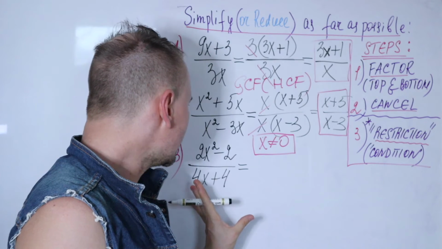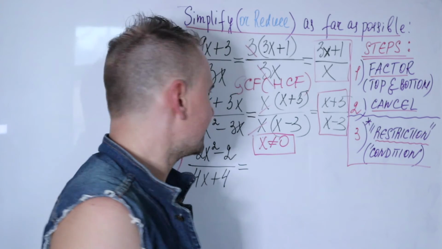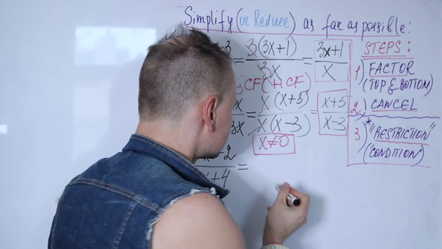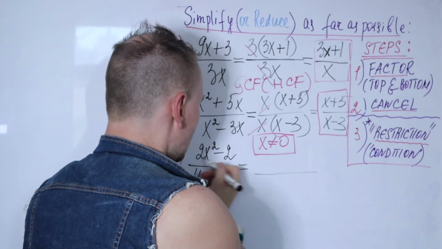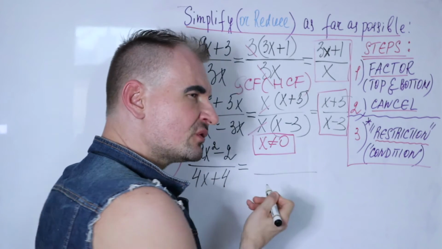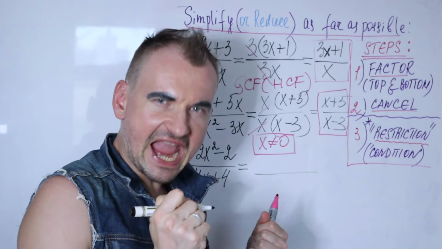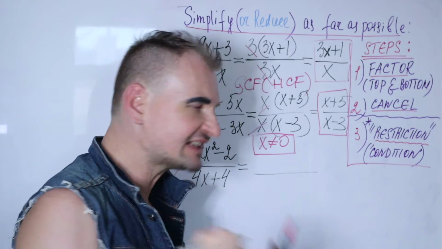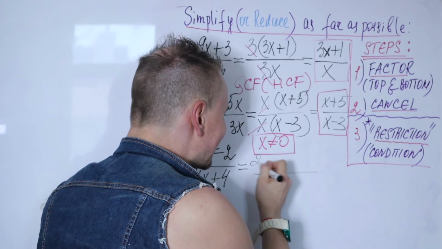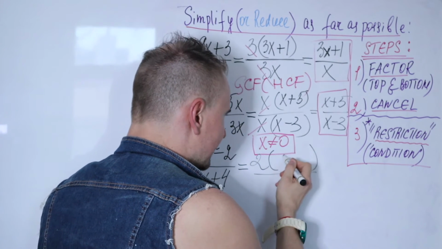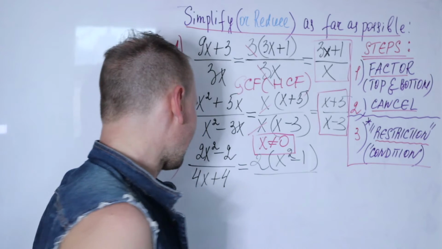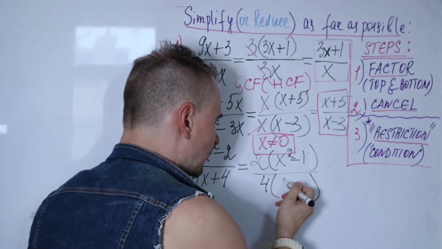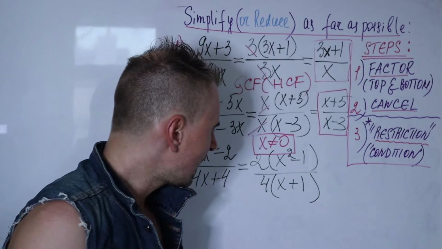Now, moving on. How about this one? Again, start with the top and factor out as much as you can. 2x squared minus 2, both terms have 2, which is a common factor to both of them. Pull it out, factor it out, take it out. So 2 has to be taken out. And what's left over? Just x squared minus 1. Now, for the bottom, 4 could be taken out. What's left over? Just x plus 1.